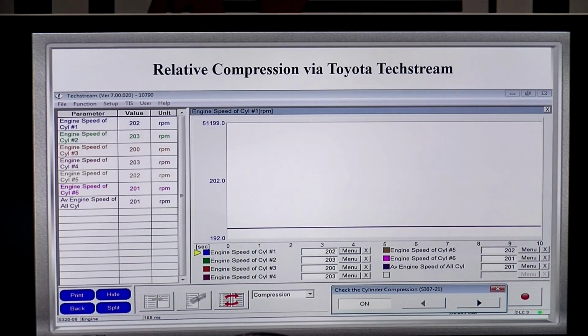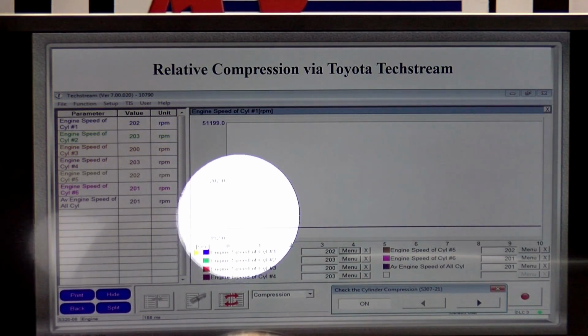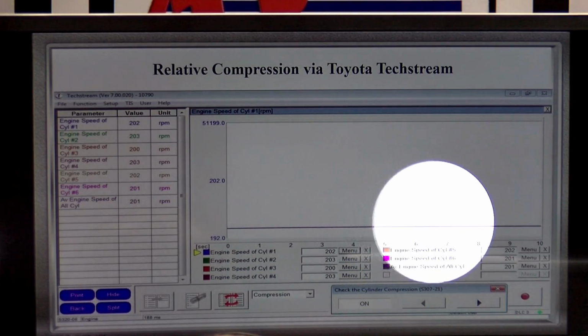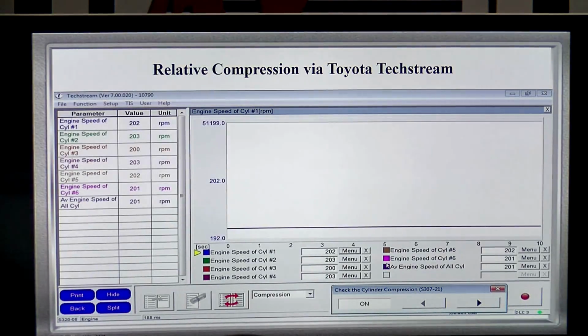Here is relative compression on the Toyota TechStream factory tool. Now, you don't see nice bar graphs, but you do see the numbers here, and you see what we call superimposed, a straight line going right across rather than lines going up and down indicating we have a bad cylinder. They're superimposed like the old engine analyzer of years ago, the big box scope. When you superimposed all the cylinders from raster or display, they were all on one another, correct? Same thing here.